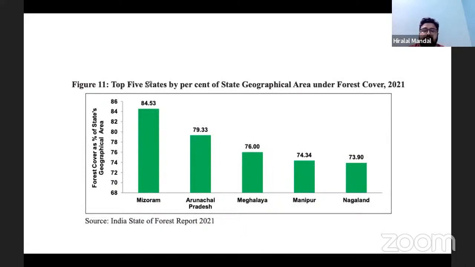In terms of percentage, of course all the northeastern states will come under this one. So it is Mizoram, in which 84% area is covered by the forest cover. Mizoram is followed by Arunachal Pradesh, and then Meghalaya, Manipur, and Nagaland. So that is what you can see. In terms of percentage, it is Mizoram where you can see the highest forest coverage.